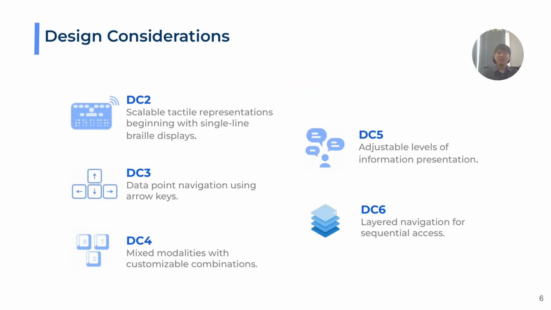DC2, scalable and adaptable tactile representation should be provided, compatible with single-line refreshable braille displays. DC3, each data point should be navigable by standard 4-way arrow keys. DC4, the combination of mixed modalities should be customizable with a tethered cursor position across modalities. DC5, users should be allowed to adjust information presented in each modality. DC6, layer-by-layer navigation should be enabled for sequentially accessing overlay elements.